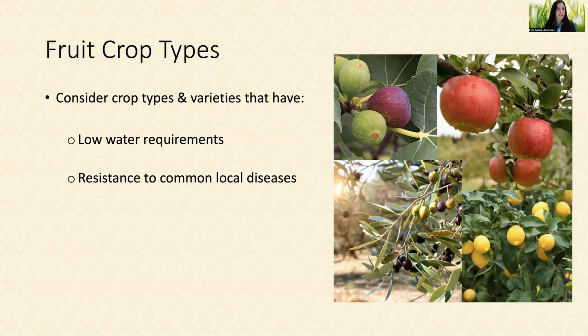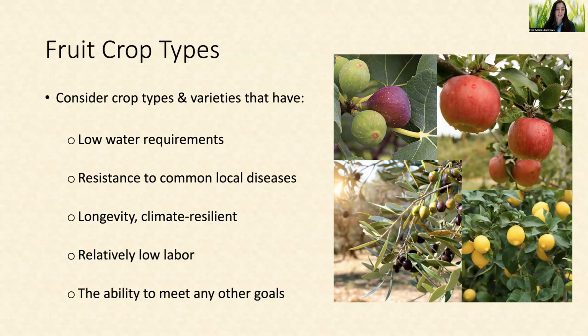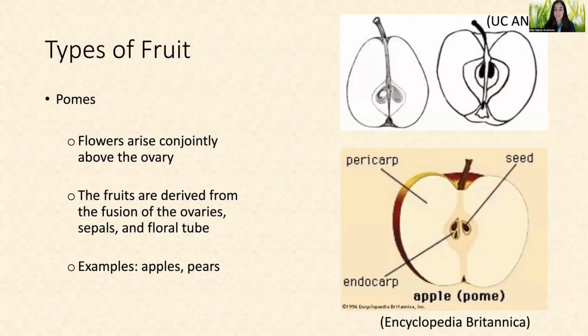But generally speaking, when you're thinking about different options for fruit trees, it's a good idea to consider crops and varieties that have low water requirements, resistance to common local diseases or other pests, longevity, they're climate resilient, ideally that require relatively low labor, and of course the ability to meet any other goals that you might have.